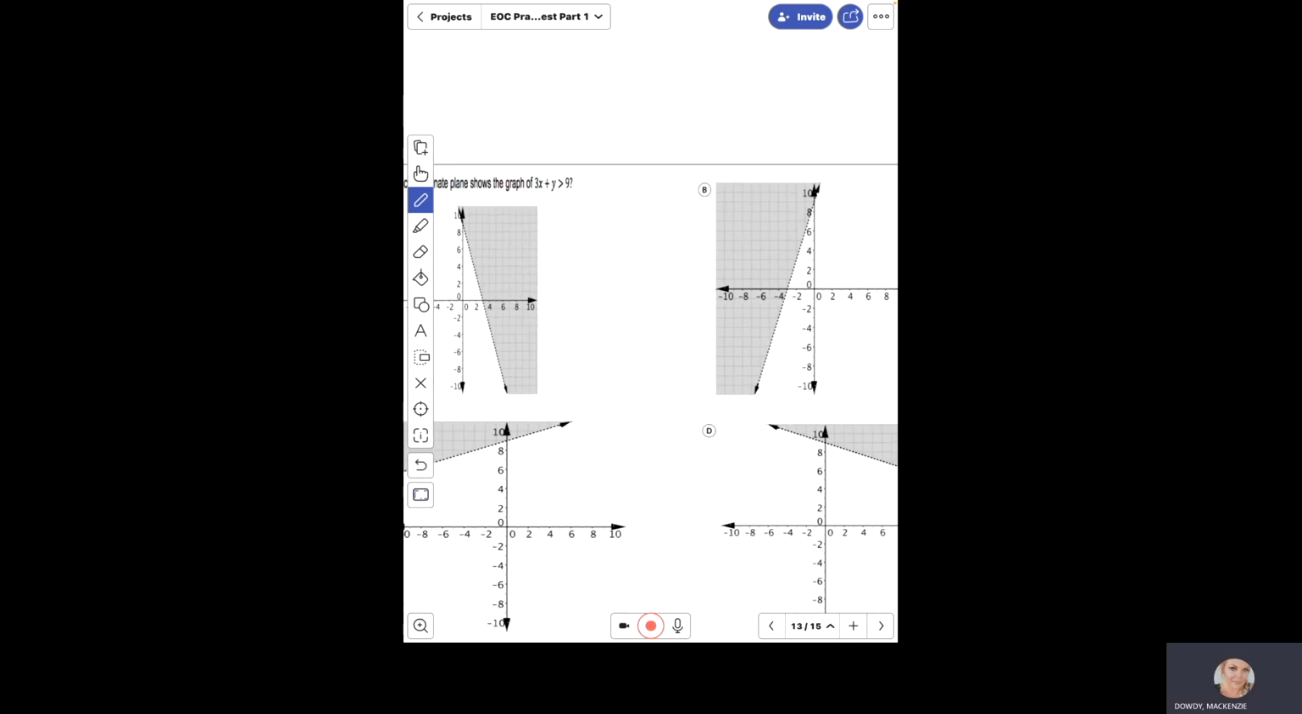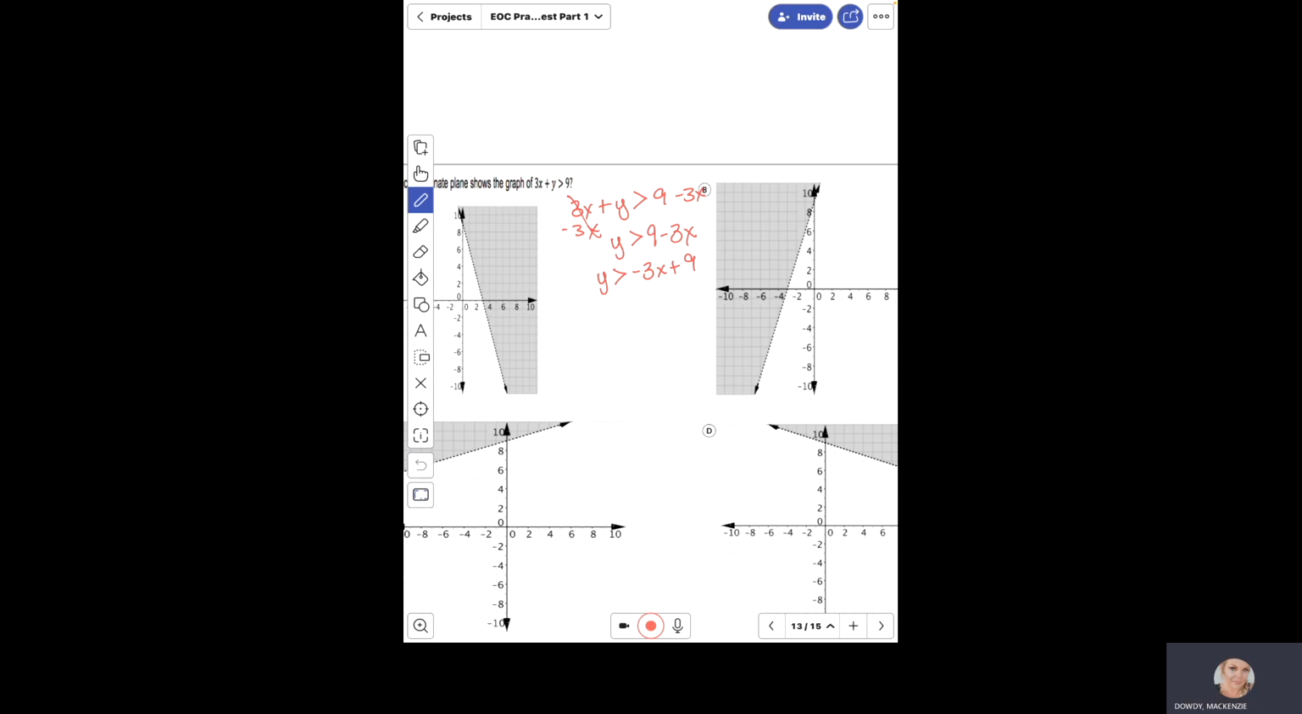They want to know what coordinate plane shows the graph of 3x plus y is greater than 9. So we are going to rearrange this so that we're solving for y. So we're going to move the 3x to the other side. So you get y is greater than 9 minus 3x. And remember, you need to put that in standard form. So it's y is greater than negative 3x plus 9. So now it's in y equals mx plus b form.